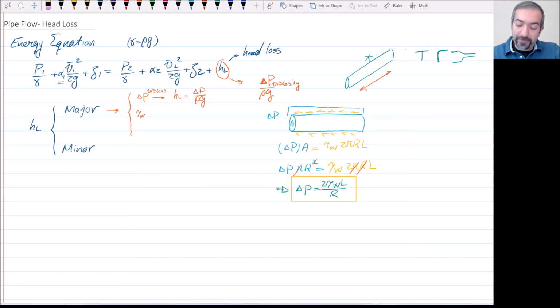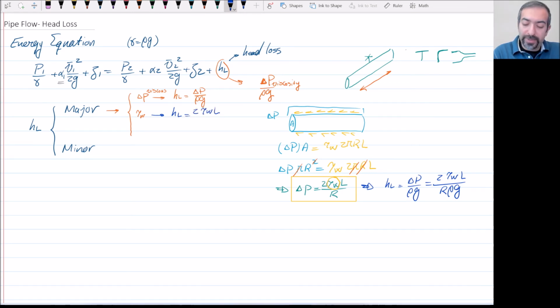So if tau W is given from a wall shear sensor, all I need to do is multiply tau W times 2 times L and divide it by R. That gives me delta P, and from there I can calculate the head loss. Head loss is delta P over rho g, and that's going to be 2 tau W L over R rho g. So if tau W is given, H loss is going to be 2 tau W L divided by R rho g.